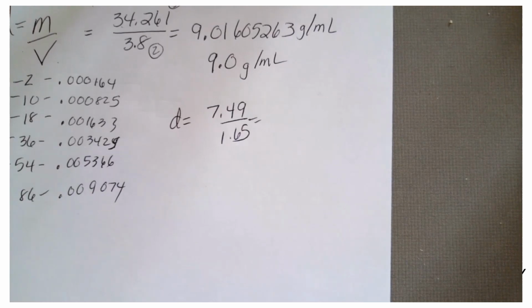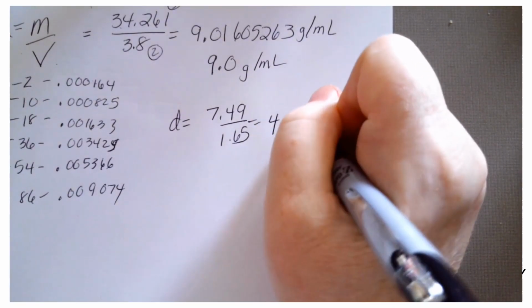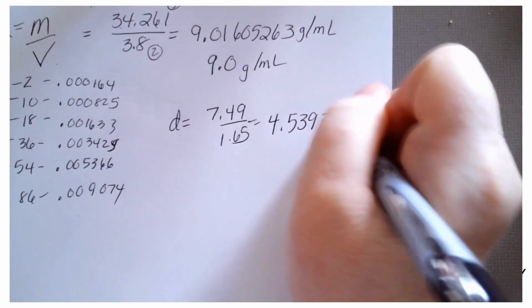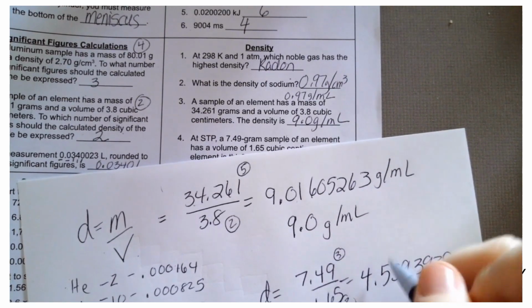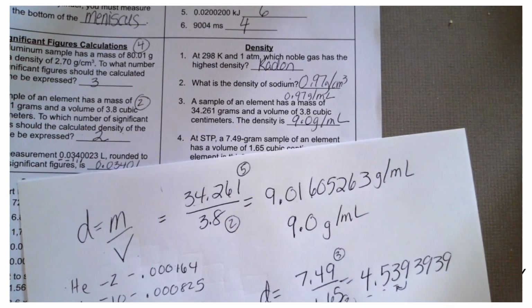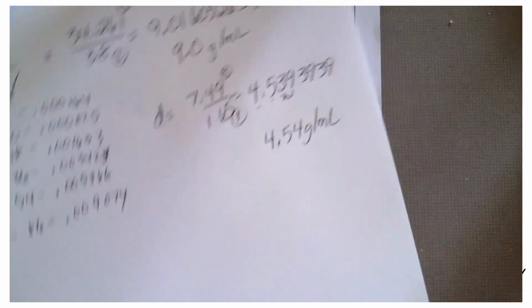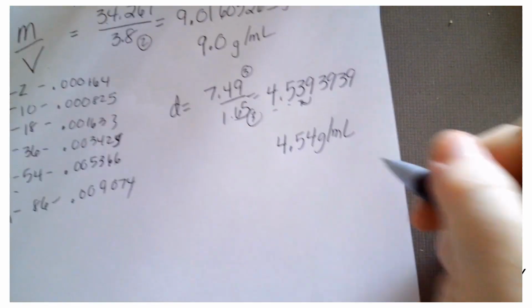I'm going to do 7.49 divided by 1.65 equals 4.5393939, repeating, okay? Significant figures, 3 and 3, so I should have 3. 1, 2, 3. That 9 tells me round up. So 4.54 grams per milliliter, right? Or grams per centimeter cubed.